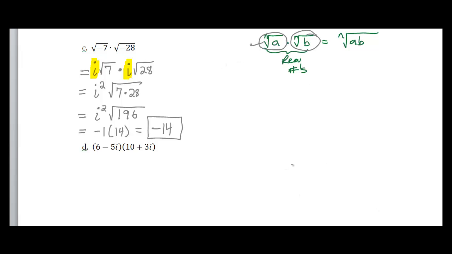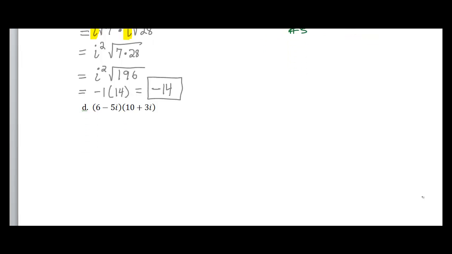Let's look at one more example, and this example includes stuff that looks like binomials. Remember, we're treating i kind of like we would treat a variable, but this time, when we have an i squared, we're always going to remember it is negative 1. What we would normally do is use our FOIL method. So I'm going to FOIL. 6 times 10 is 60. 6 times 3i is 18i. Negative 5i times 10 is negative 50i. And negative 5i times a positive 3i is negative 15i squared.